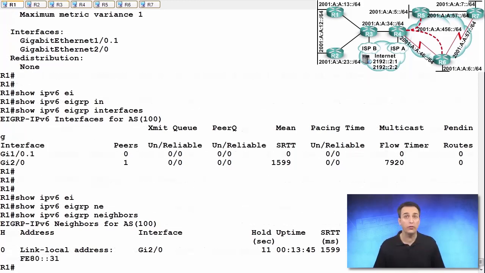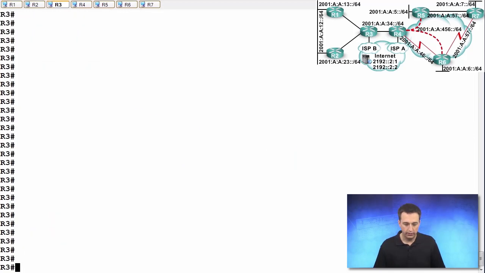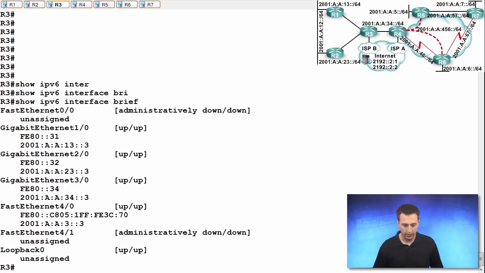If we go over to R3, we should be able to verify this particular address on one of R3's interfaces. So we'll type in show ipv6 interface brief on R3. And what did we say it was? Let's go back to R1.